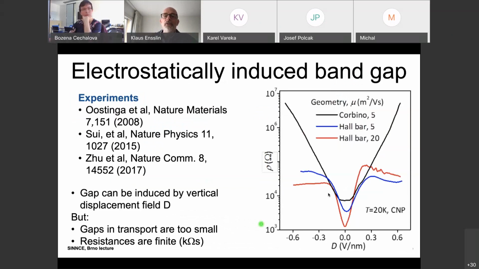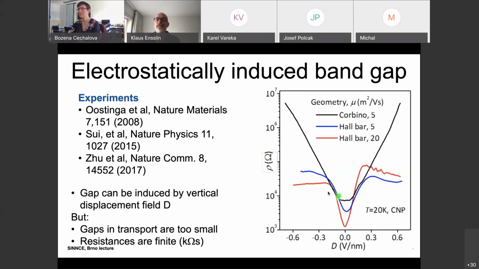What you see on the vertical axis is the resistance of the device. You see here an exponential scale, 10 to the 3 ohm, 10 to the 4, up to 10 to the 7. And on the horizontal scale, you see what is called the displacement field. That's the electrical field applied across this piece of bilayer graphene. And look at the numbers here. These days, we can go up to something like 1.5 up to 2 volts per nanometer. These are gigantic electric fields.